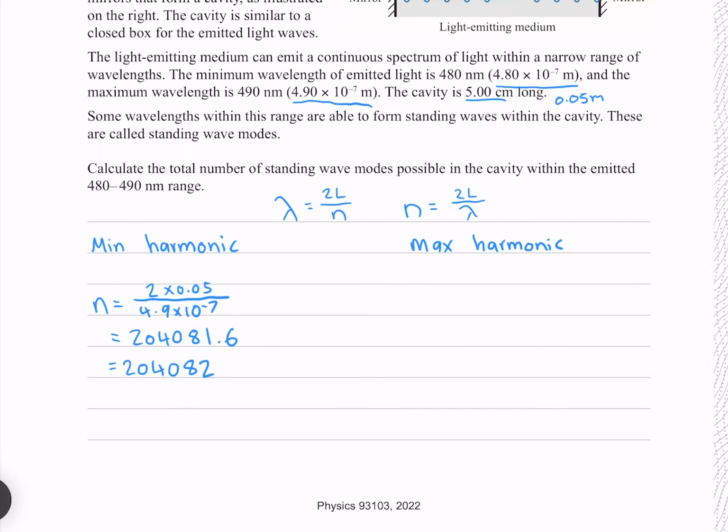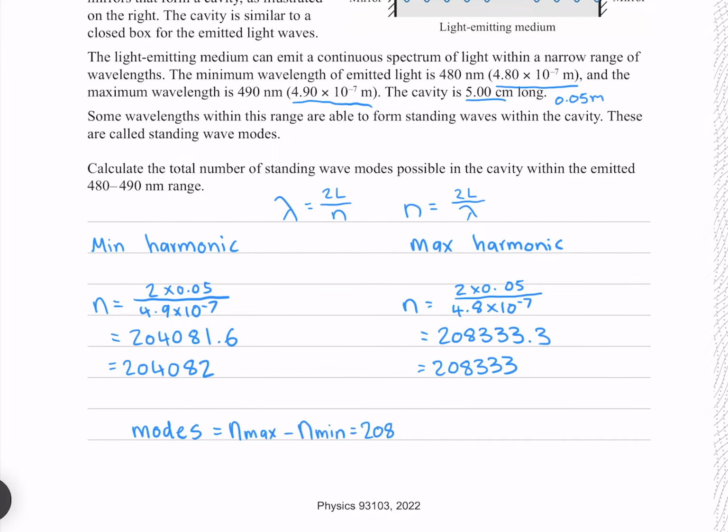Our maximum harmonic can be found the same way, but this time using our minimum wavelength, which gives me 208,333.3, which means our highest whole harmonic is 208,333, which means our amount of modes is our maximum minus our minimum, which gives me 4251.